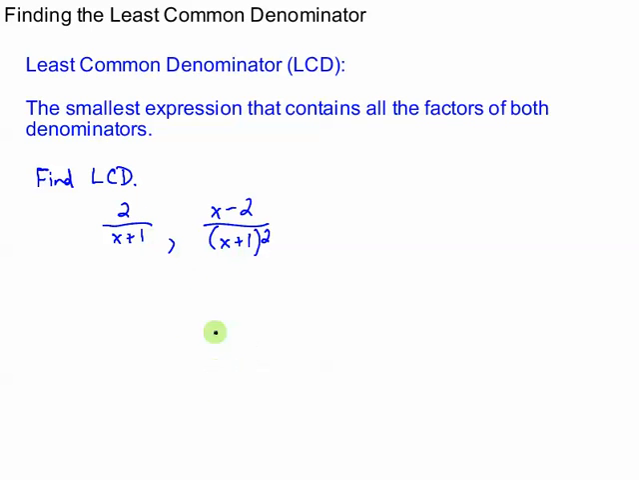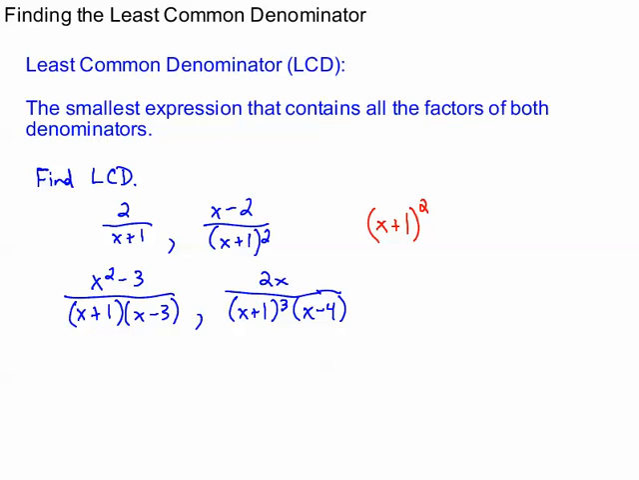In this case, the LCD definitely has to contain the x plus 1, right? Because it has to contain every factor here, and the only factor in this first fraction is x plus 1. But then you look at the second fraction, and it has to also contain x plus 1 squared. So all we do is build on what we already have. Now, x plus 1 is a factor of this, and x plus 1 squared is clearly a factor of this because they're exactly the same. So this is the LCD in this case.